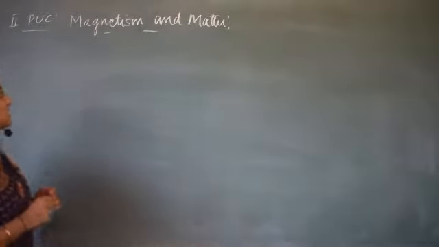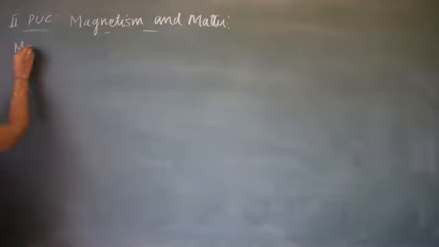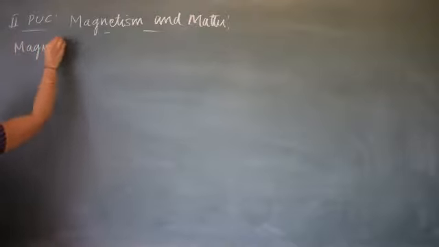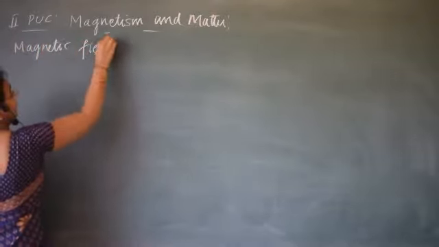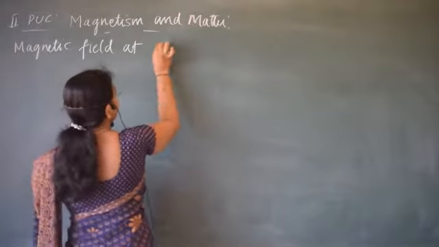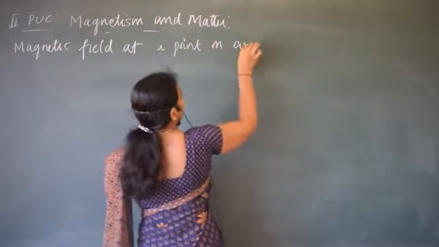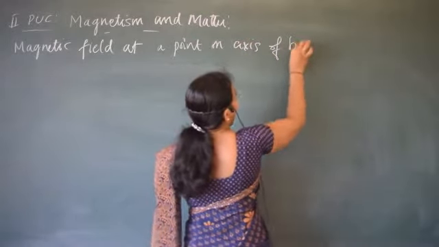In today's class, we are going to learn one small derivation, that is the expression for magnetic field at a point on the axis of the bar magnet. Magnetic field, expression for magnetic field at a point on the axis of a bar magnet.